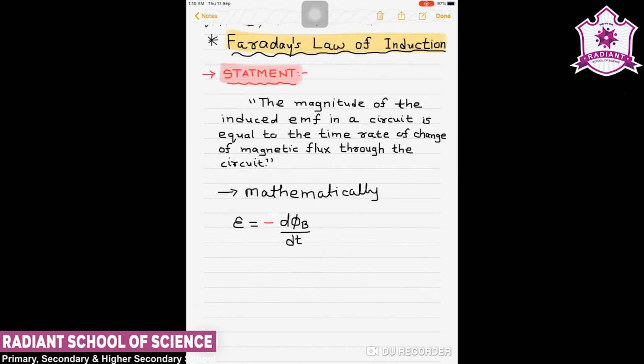We will call this equation number 1. This is our first equation of this chapter, and it is a very important equation. The negative sign indicates that the direction of EMF, and hence the direction of current in a closed loop, will be opposite to the cause, and this will be discussed in the next topic, that is Lenz's law.